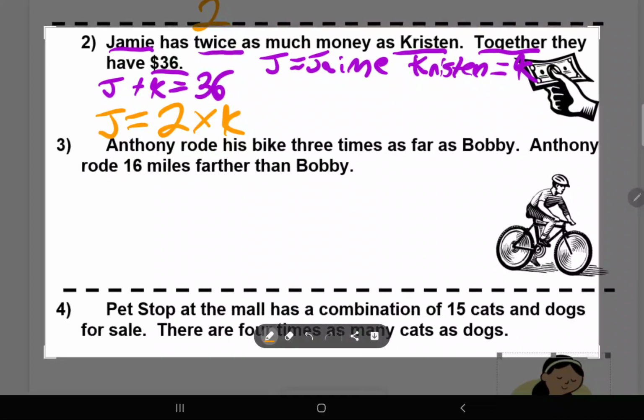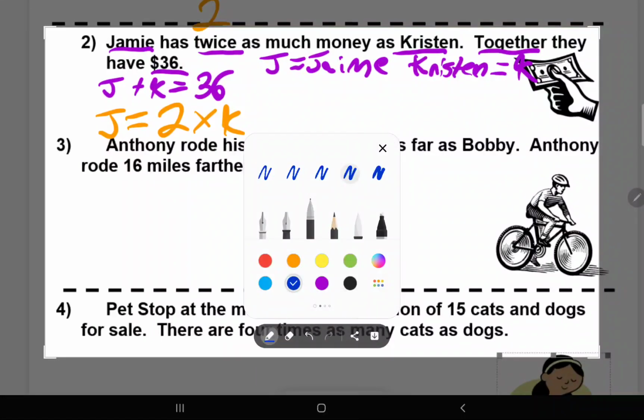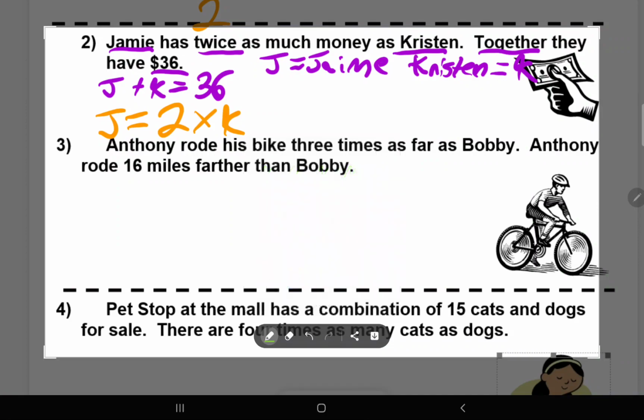Anthony rode his bike 3 times as far as Bobby. Anthony rode 16 miles further than Bobby. All right, this one may seem very confusing, but let's focus on what names they give us first. The first name that we get is going to be Anthony. So we're going to be writing stuff according to Anthony. I'm going to write my variables. A is going to be Anthony, and then Bobby is going to be B.